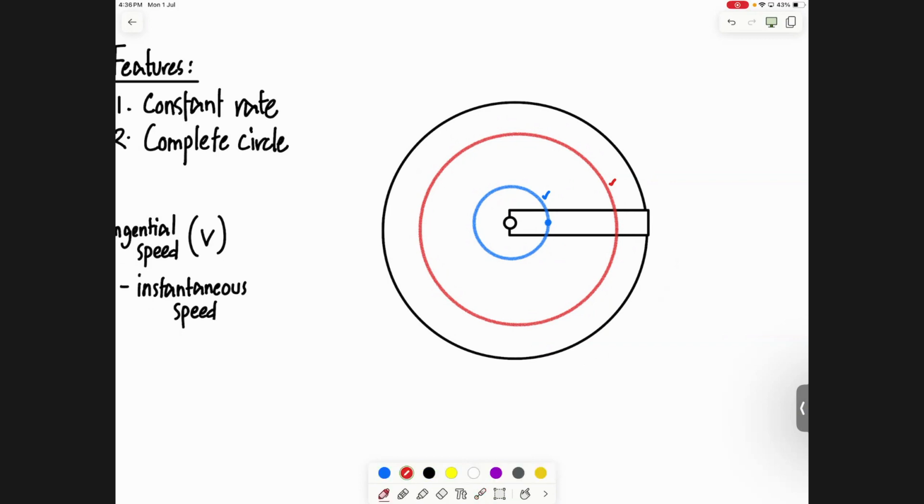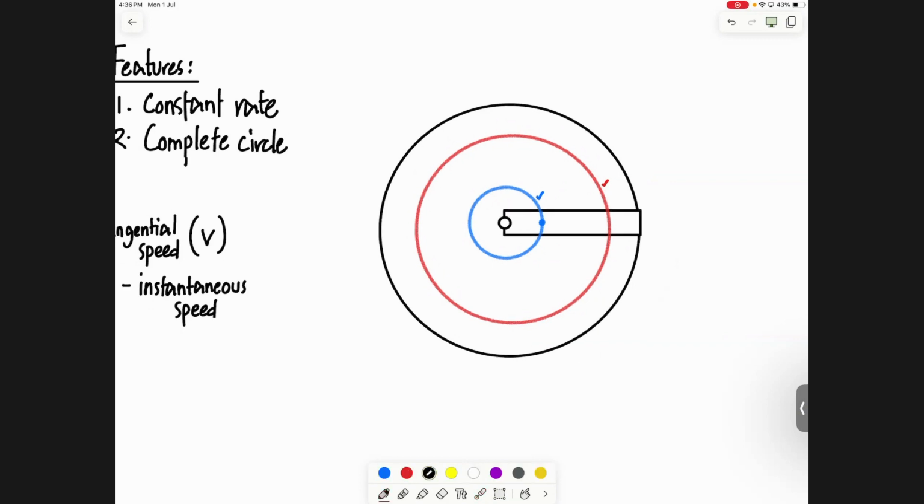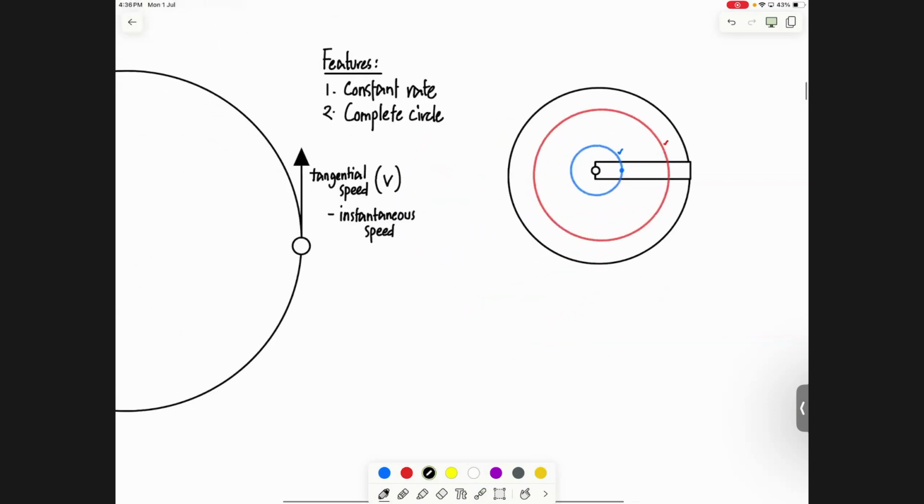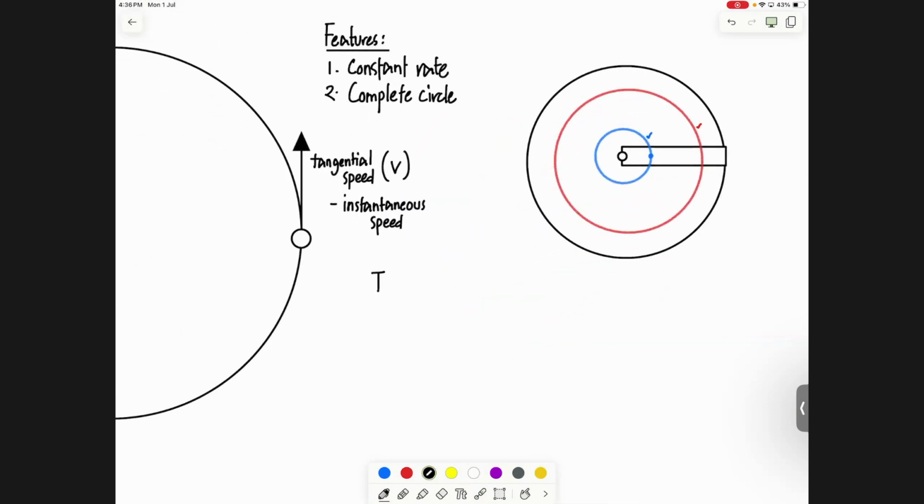Time, right? Exactly. And that's why the first quantity that we have in circular motion is time period. So time period is the time taken for one complete oscillation. Okay, so time period is denoted by a capital T. Time for one complete oscillation.